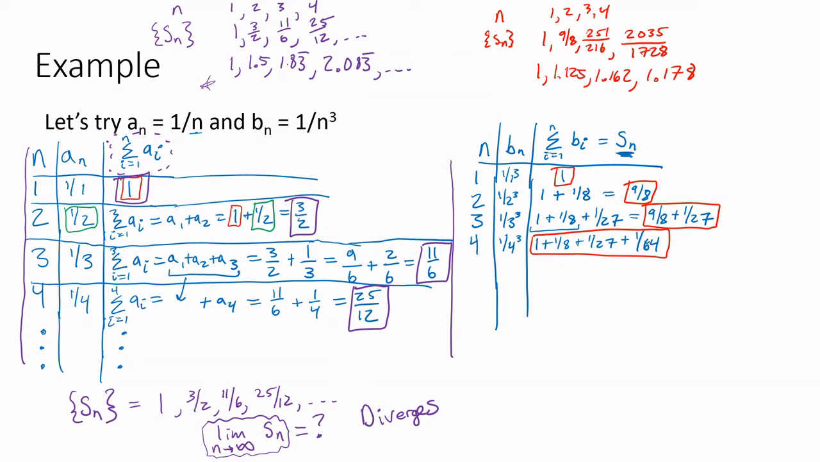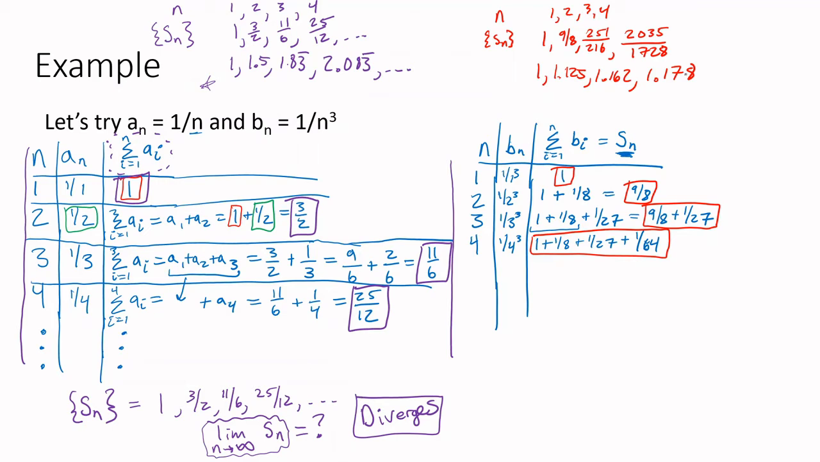So you might say to yourself, that's growing pretty quick. I wonder if I can get to any number. Can I just go out far enough and get to 10, to 100, to 1,000? And actually you can. That's why this diverges. I know it's a little weird to see, but you can get to any number by adding enough terms.